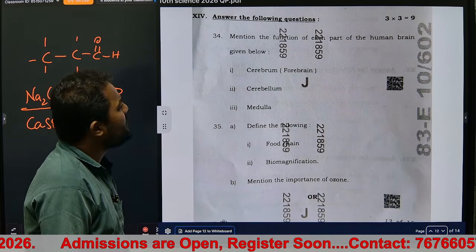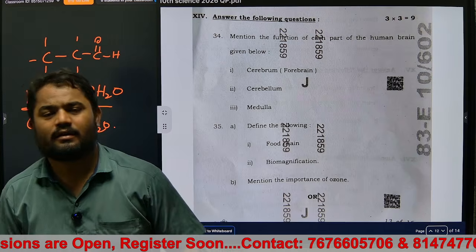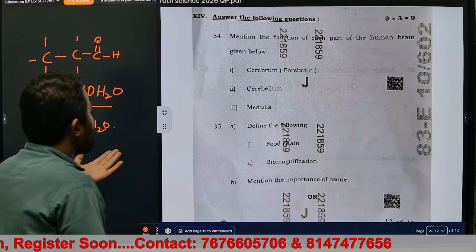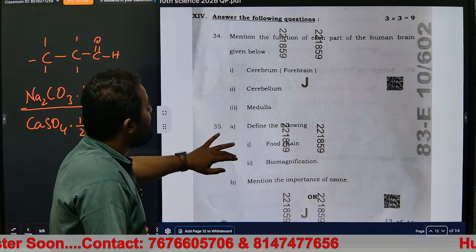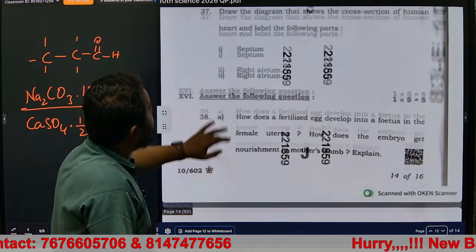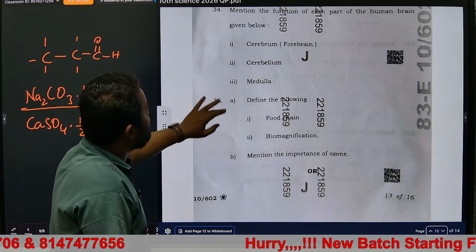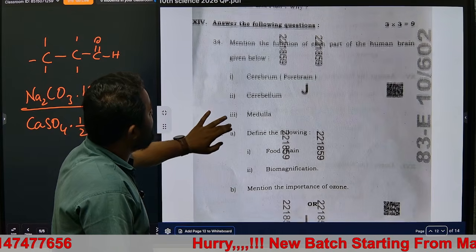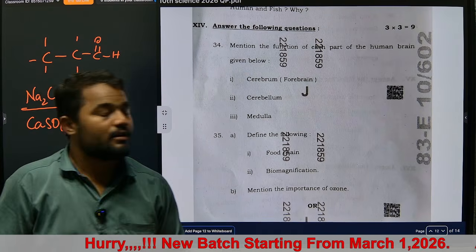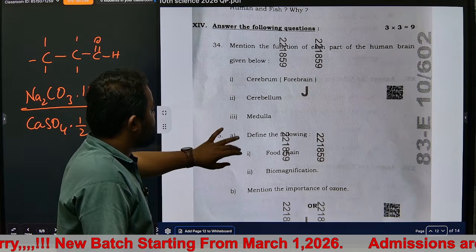Mention the function of each part of the human brain given below. Cerebrum, forebrain: it is the thinking part of the brain that mainly controls the voluntary actions. Cerebellum: balance and posture. Medulla, you all know that. Medulla regulates the salivation, and also you can write the blood pressure.